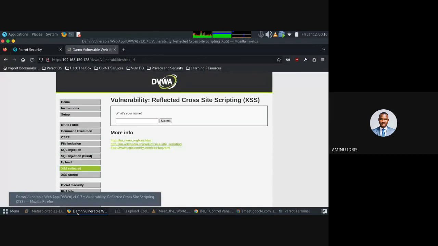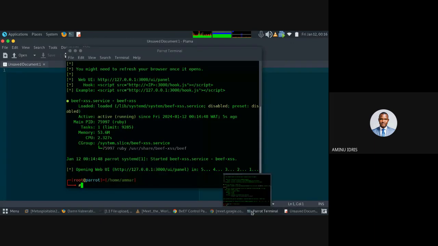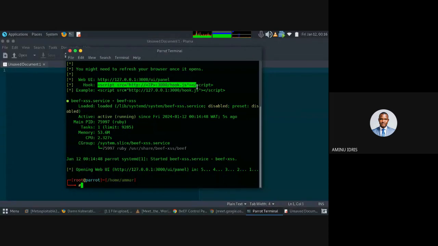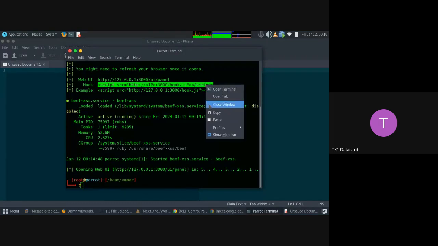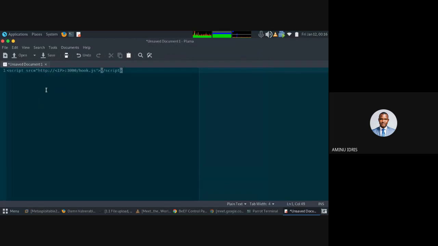What I'm going to do now is get a text editor like Leafpad. If I come back to my terminal here, I have a hook URL that is supporting JavaScript. I'm going to copy this URL and go back to my text editor. That's what I'm going to modify. Where the IP address is written, I'm going to replace it with the IP address of the attacker, because I'm the attacker. So for that, I have to get my IP address from the terminal.